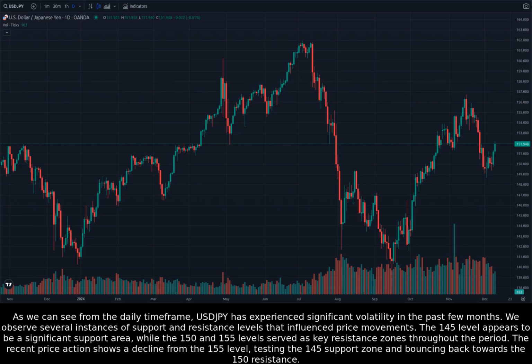As we can see from the daily time frame, USDJPY has experienced significant volatility in the past few months. We observed several instances of support and resistance levels that influenced price movements. The 145 level appears to be a significant support area, while the 150 and 155 levels served as key resistance zones throughout the period. The recent price action shows a decline from the 155 level, testing the 145 support zone and bouncing back towards the 150 resistance.